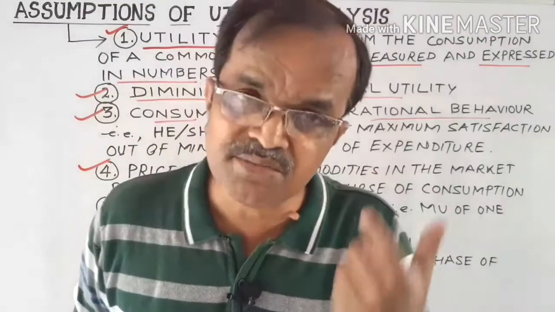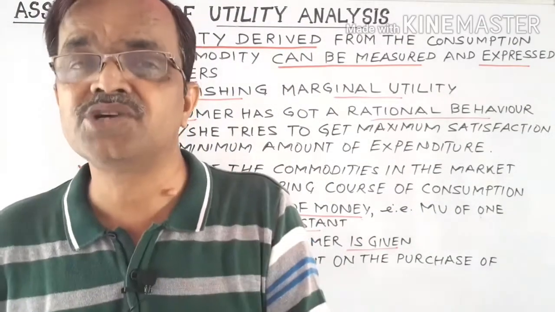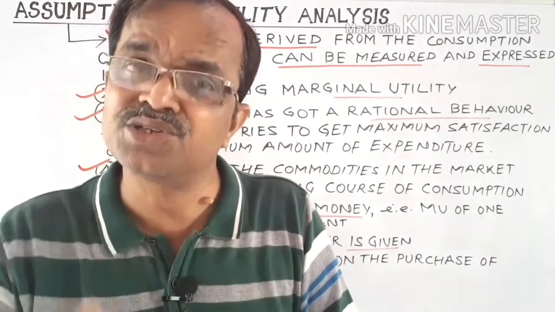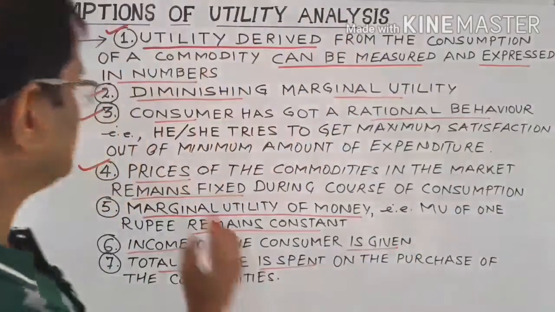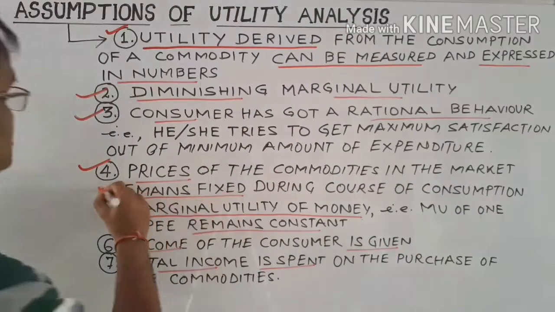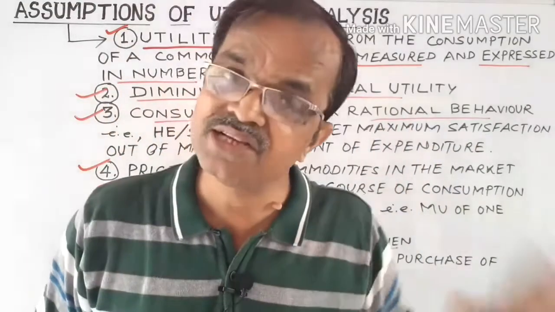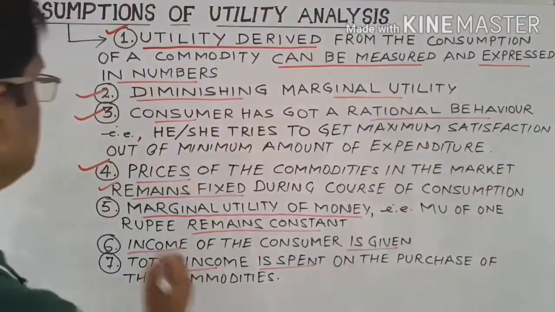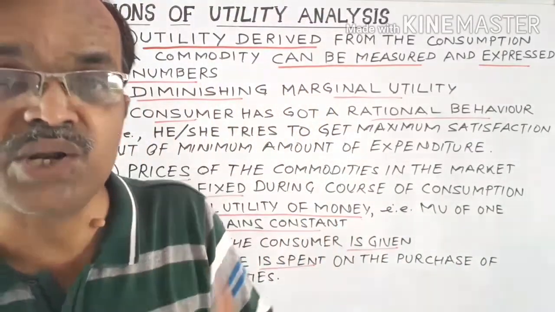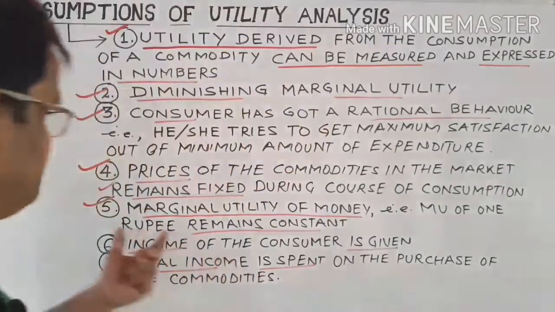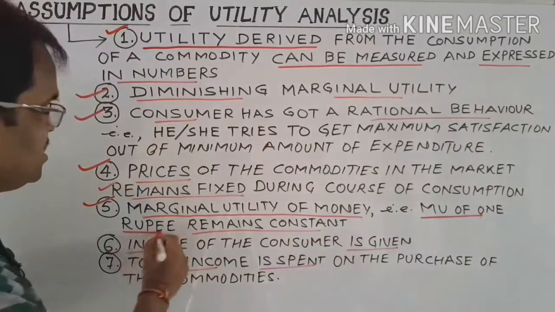जो भी कमोडिटीज का मार्केट में जो भी कंजम्पशन करता है कंज्यूमर किसी भी कमोडिटी का, उस कमोडिटी का प्राइस जो होगा जब तक कंजम्पशन चलता रहता है, that always remains constant, that is remaining fixed, does not change. मींस प्राइसेस जो भी हमारा है that remains constant in the market during the whole course of consumption. जब तक कंजम्पशन चलेगा प्राइसेस न घटेगा और न ही बढ़ेगा. Number 5 is the marginal utility of money, that is marginal utility of 1 rupee that always remains constant. That is the fifth one, marginal utility of 1 rupee remains constant.